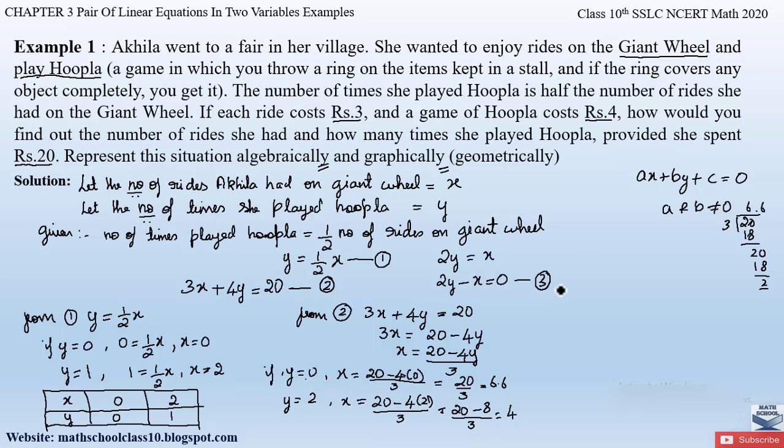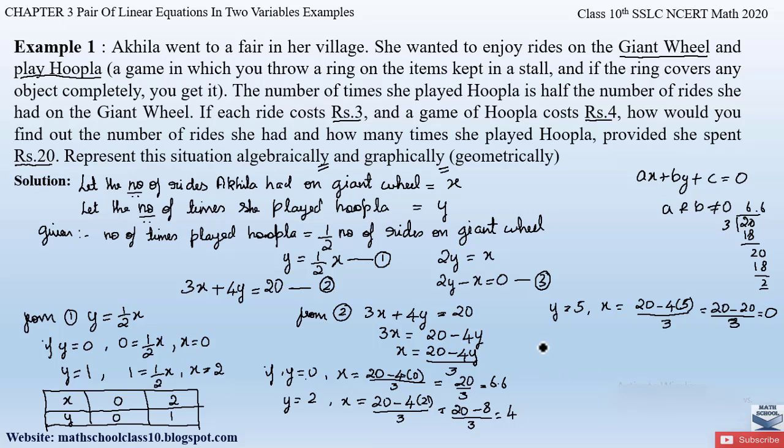Similarly, let us substitute y is equal to 5. So x will be equal to 20 minus 4 into 5 divided by 3. So 20 minus 5 fours are 20, divided by 3. So 20 minus 20 is 0. And 0 divided by anything is again 0.